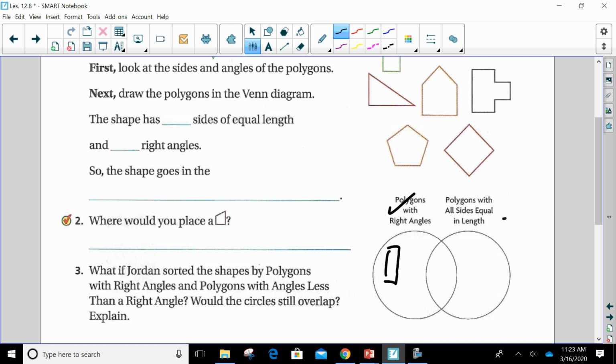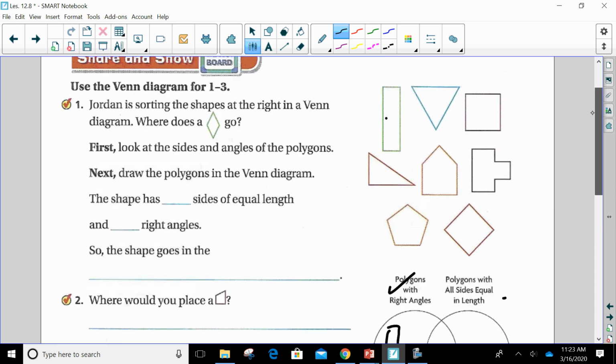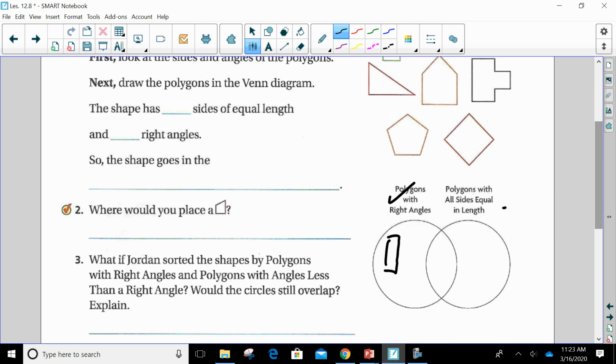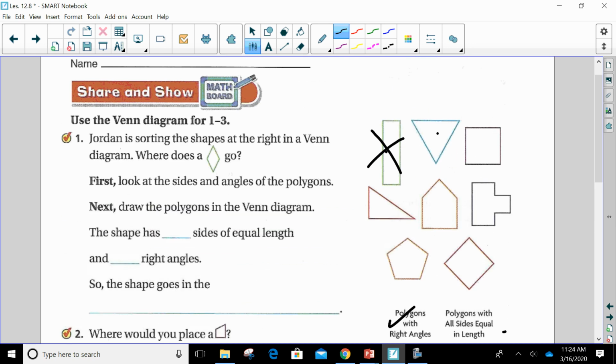Here we go. Now, let's go up. That one's done. How about this one? It says polygons with right angles. No, that does not. Polygons with all sides equal in length. Yes, it is. That's an equilateral triangle, isn't it? So I'm going to draw this. In Mrs. Keith's world, that's an equilateral triangle.